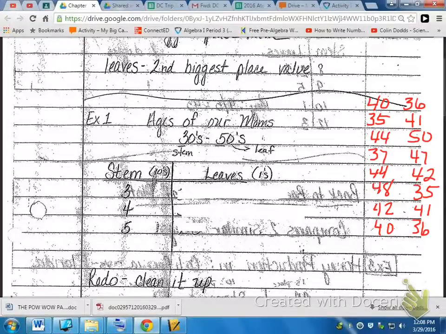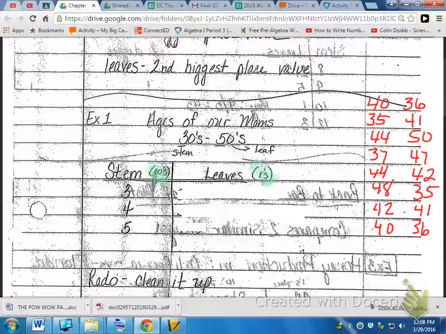All right, now that we have listed all of your mom's ages over on the right, I think that we worked it out pretty well that it is 30s through 50s. So since it's 30s through 50s, I'm going to let the stem be the tens place, and I'm going to let the leaves be the ones place. Okay, so this is what we do. We use the stems of 3, 4, and 5. So I'm going to go through every one of these, and we're going to put them on the right row.